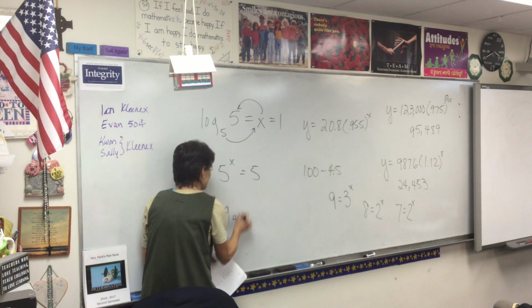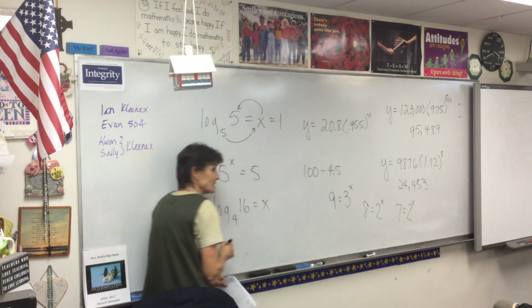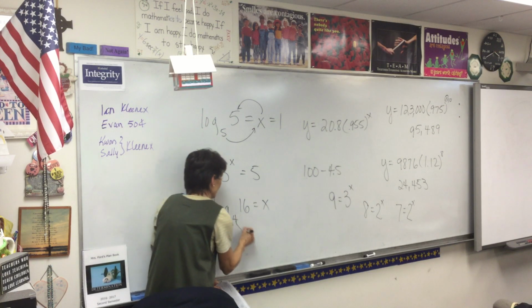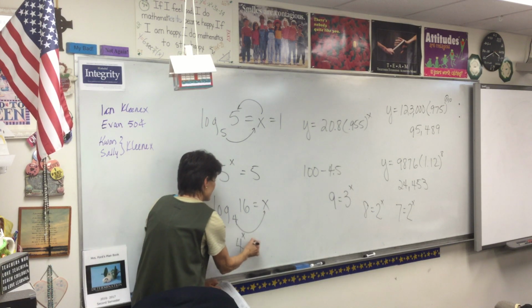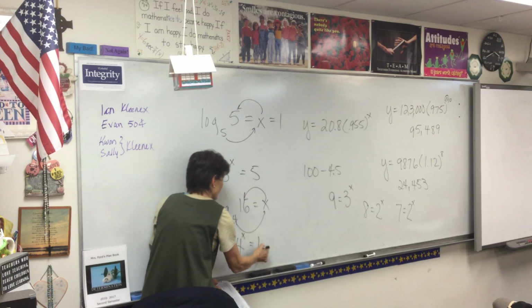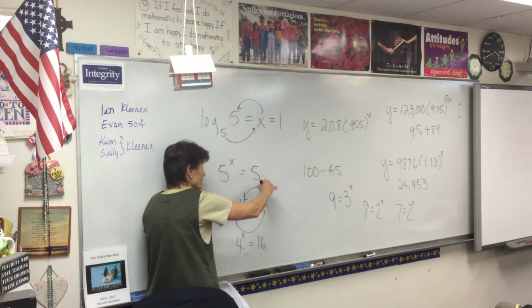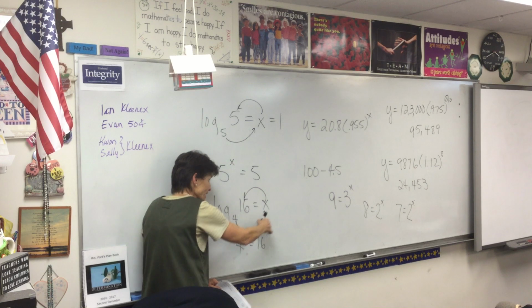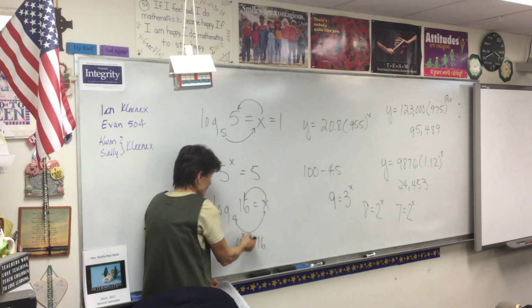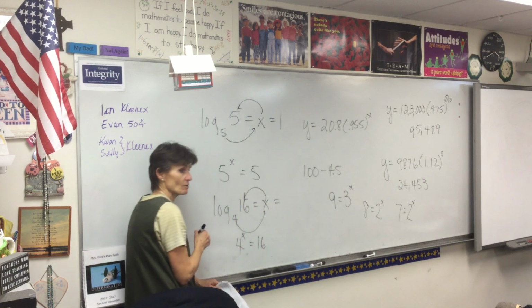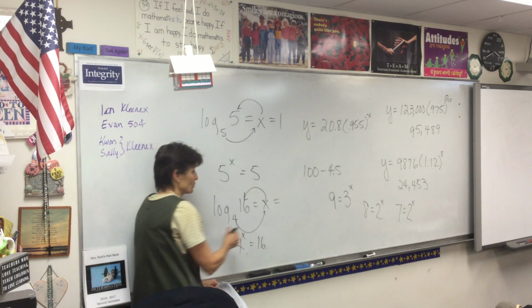Log base 4 of 16. What does it equal? 4 to the x equals 16. See how my hand's moving in that circular motion? We call it loop-de-loo. So 4 to the x equals 16. So the answer to that problem is 2.